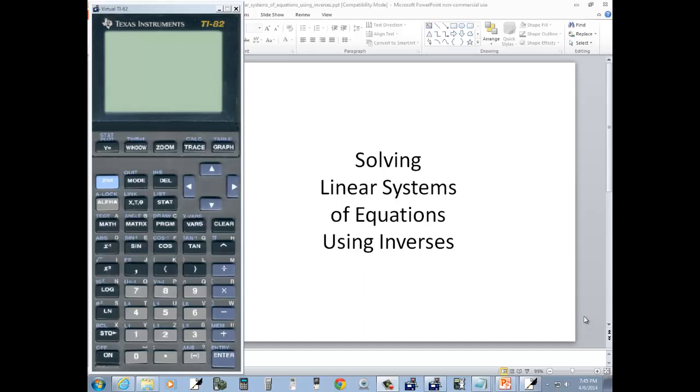Let's take a look at solving linear systems of equations using inverses on a TI-82 calculator.